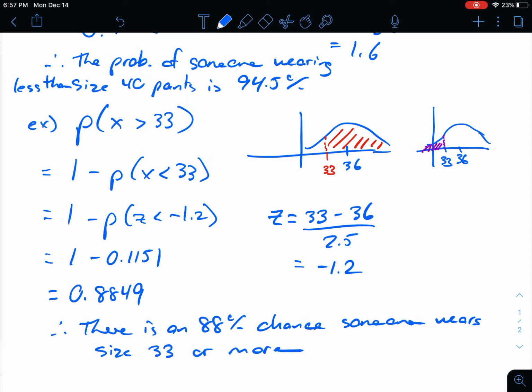Or over a size 33, I should say. Okay, over a size 33. You get the idea, though. Okay, 88% chance that occurs. So that's what happens if it's a greater than symbol.